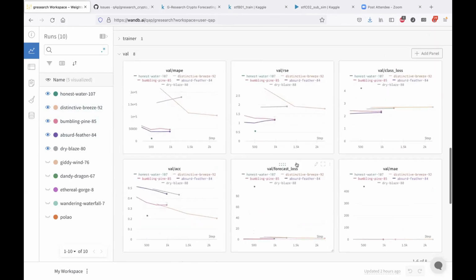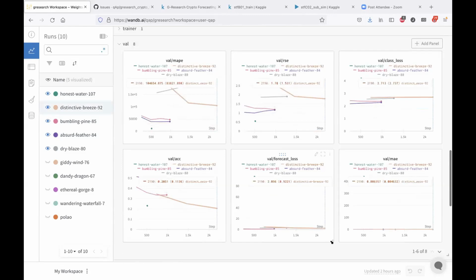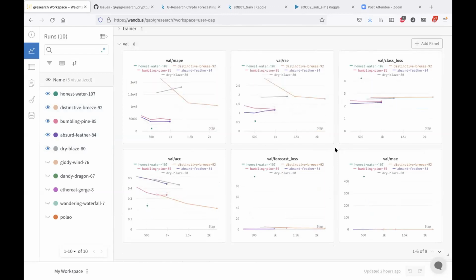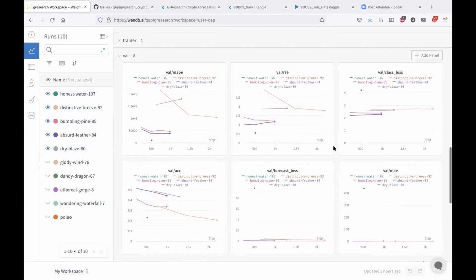And here are the validation errors and losses. Again, I haven't got many validation points because of the long training time. So I'm not sure what to make of these, to be honest.